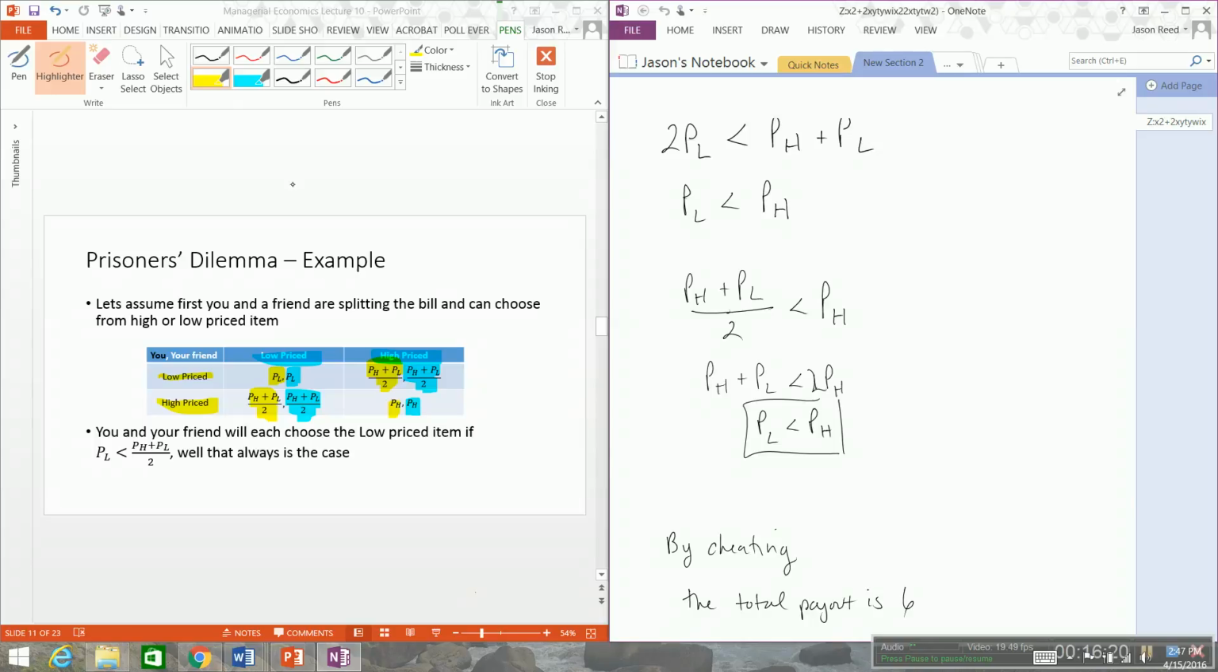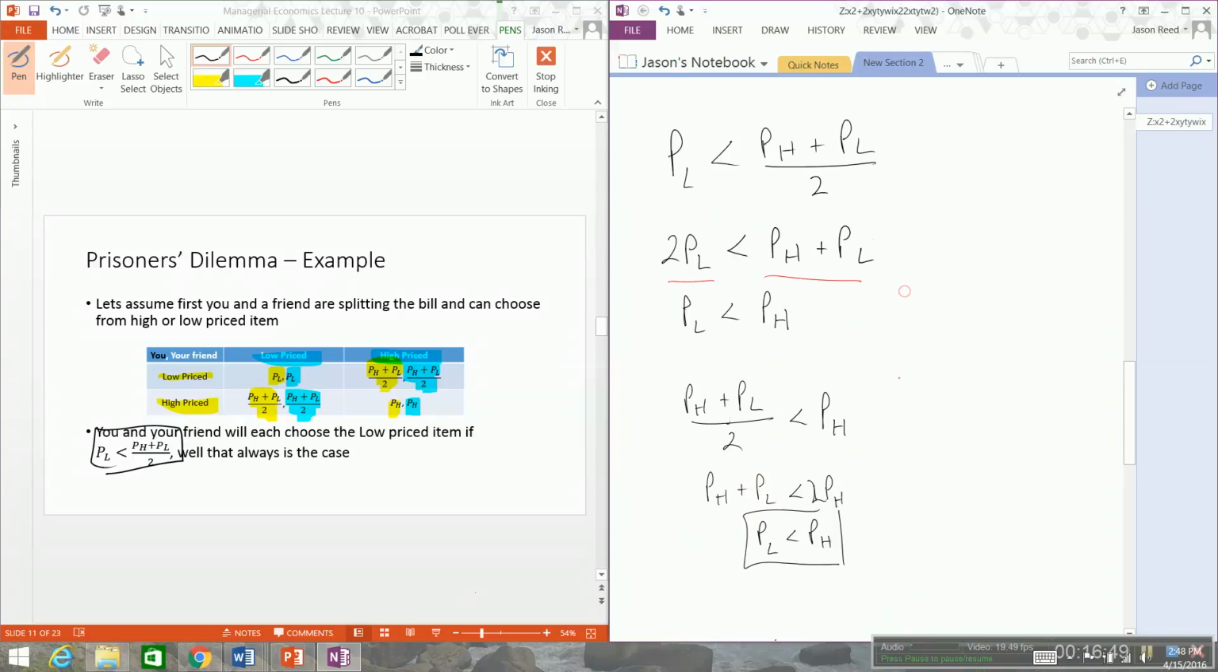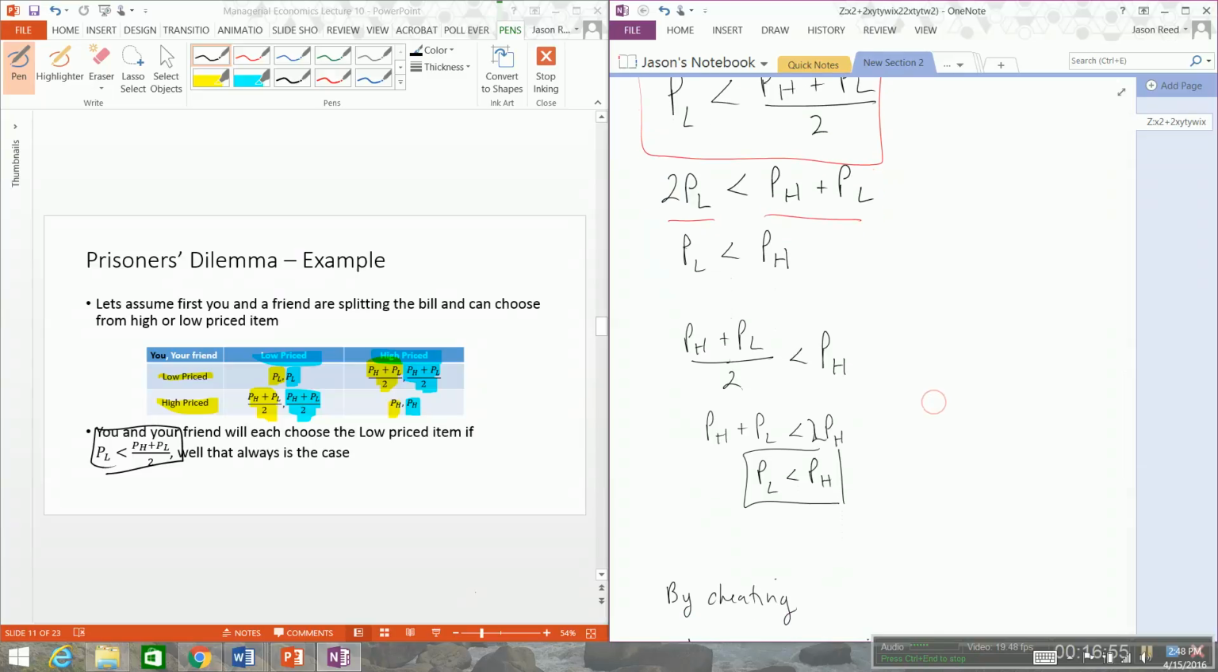I believe that we're going to find this condition, that the price of the low-priced item will be less than the price of the high-priced item plus the price of the low-priced item divided by 2. So if we were to split that, that kind of intuitively makes sense. But we can see the math over here, that if I have 2PL, that it's going to be less than PH plus PL, right? I'm just separating out this inequality. So we start with our condition on the left. I split this inequality up, and then I simplify, and I get this answer that the price of L will definitely be less than the price of H.